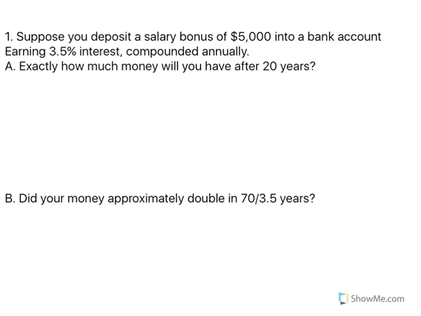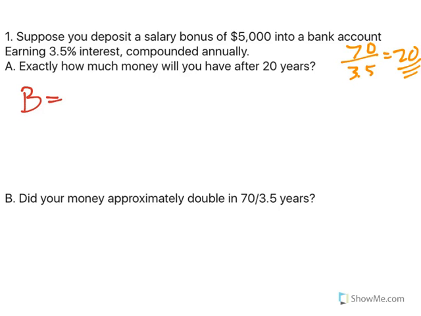So, suppose you deposit a salary bonus of $5,000 into a bank, earning 3.5% interest compounded annually. Now, based on the rule of 70, 70 divided by 3.5 tells me that this is going to approximately double in 20 years. So let's use our compound interest formula. How much money will we have after 20 years?